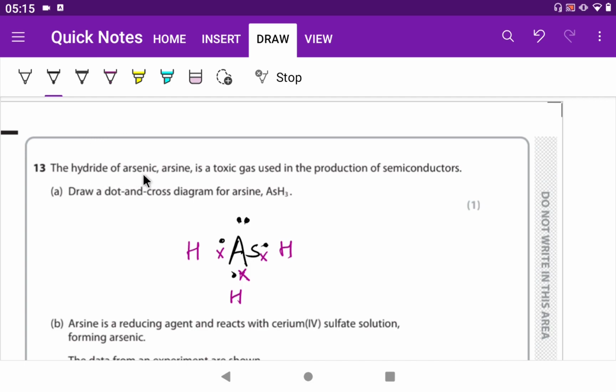Now, the hydride of arsenic, arsine, is a toxic gas used in the production of semiconductors. Draw a dot and cross diagram of arsine, AsH3. So As has 5 electrons in its outer shell, 1, 2, 3, 4, 5, and 3 electrons from hydrogen. So overall this will complete the octet, 8 electrons.